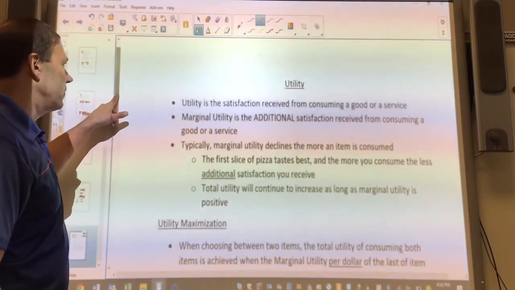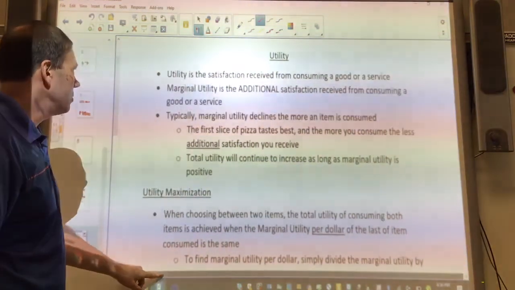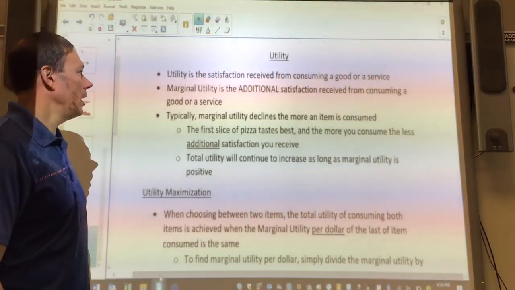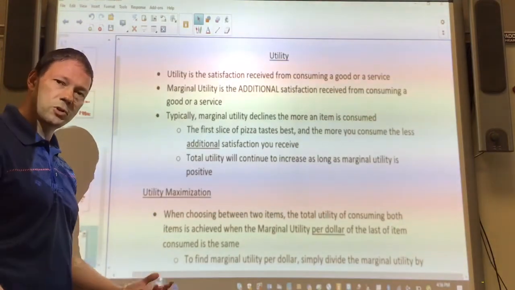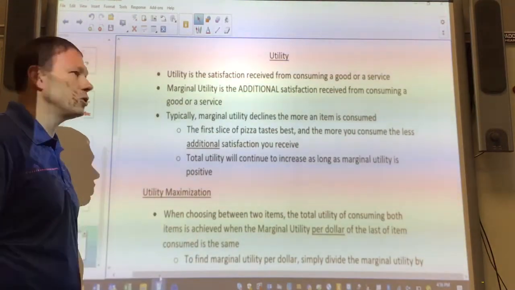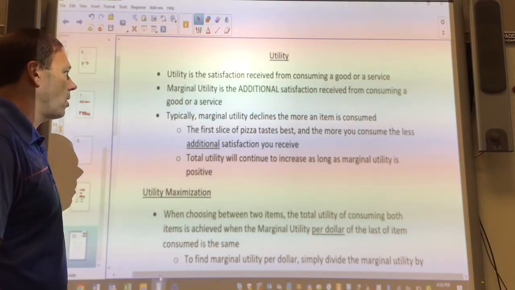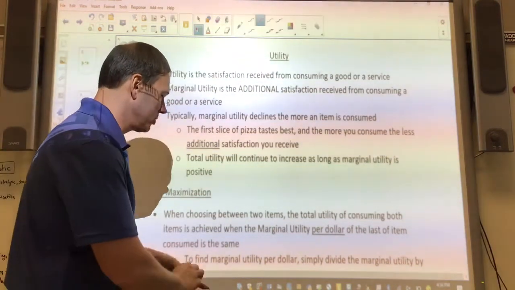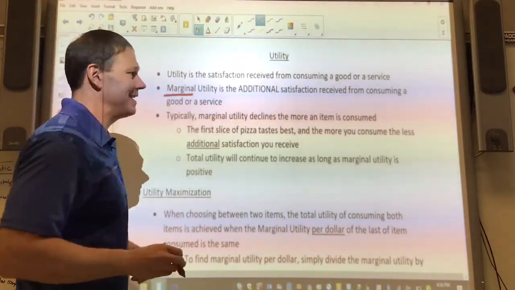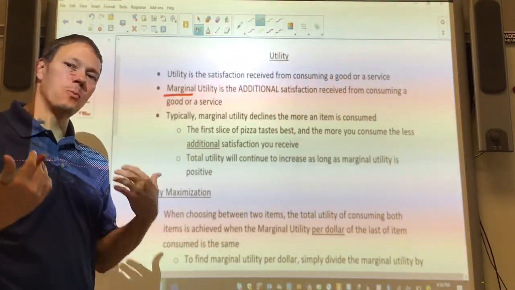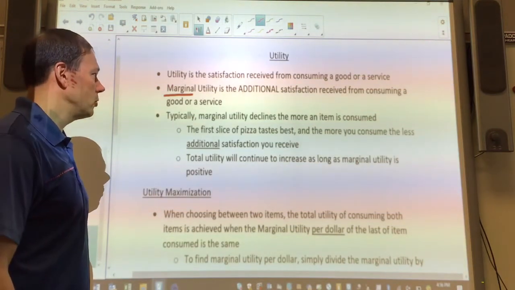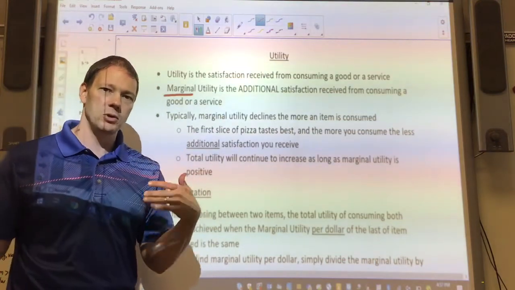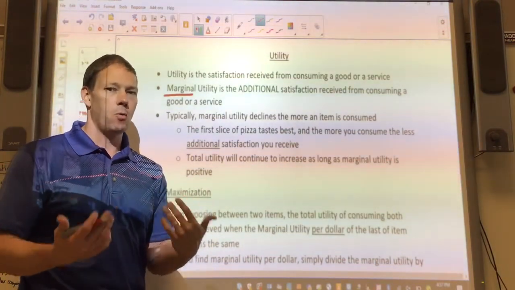And last concept for this unit, utility. All right, so utility is the total satisfaction you get from consuming a good or a service. So you purchase something, you consume it, how much benefit do you get from it? Sometimes we call that satisfaction, sometimes they're called utils. Now marginal, remember, marginal is a fancy word here that means additional satisfaction. So it's how much more satisfaction you get from consuming a good or a service. Typically we know this: marginal utility almost always declines right away.